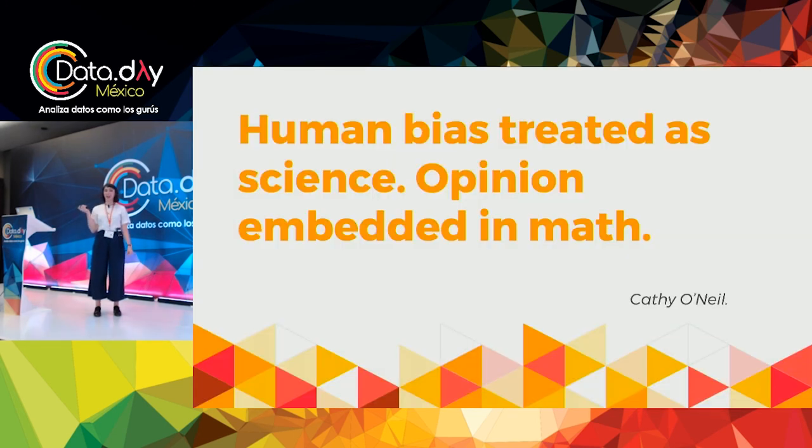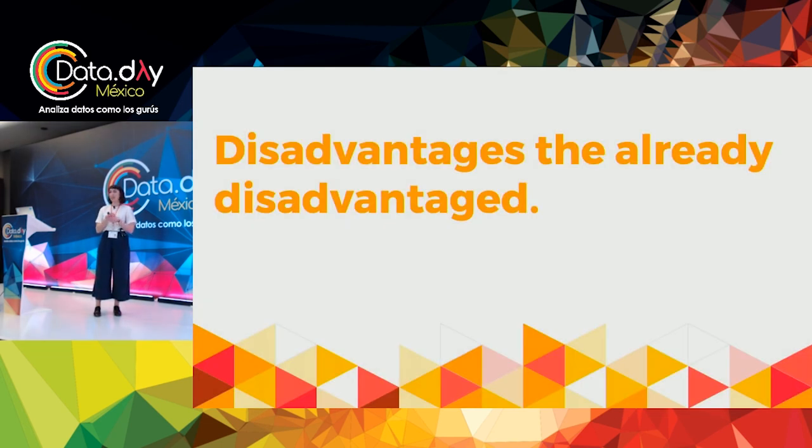So the problem with algorithms is that it's human bias treated as science and opinions embedded in math. So everyone here is biased. We're humans. That's part of being a human, right? We carry our experiences with us. And we carry those experiences into the building process, which is then treated as fact, as science, as math, and not questioned. And like we've seen in many of the examples, algorithms also generally disadvantage the already disadvantaged groups.